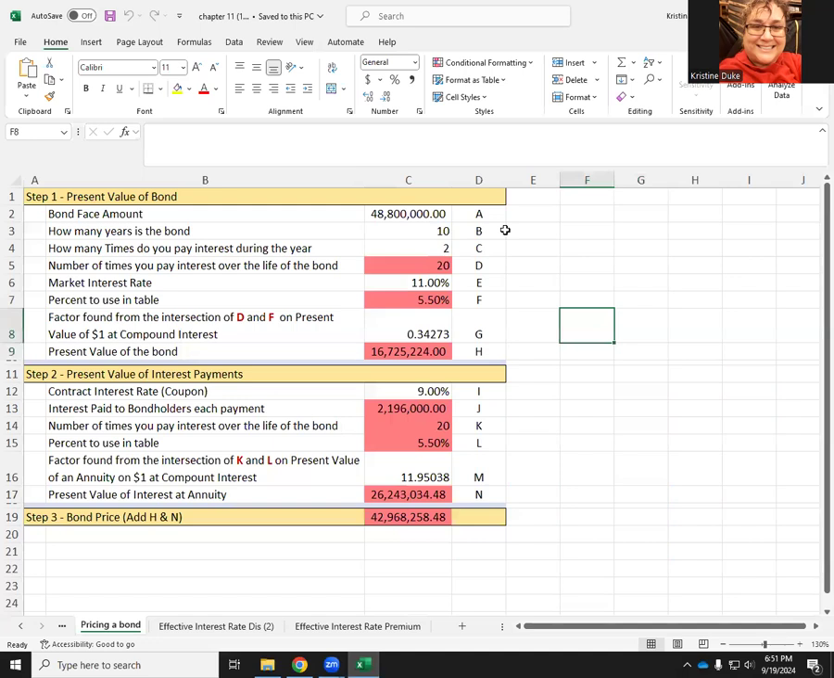Now, first, let me go into some things. A bond has two parts in order to calculate. The first part, we're looking at the face amount, and we're looking at the present value of that dollar face amount of the bond. And so up here, you're going to enter in the data. Anything that's white, you enter in your data right there. The pinks, auto calc. Don't mess with anything in pink because it's going to auto calc for you.